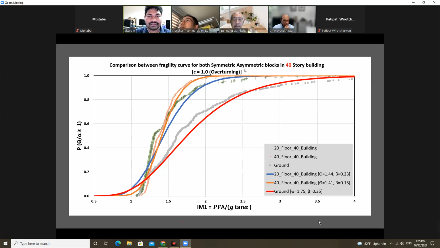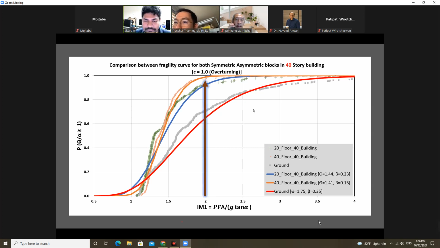Okay, sir. This one is our fragility graph for the 40-story building. When we consider the limit state overturning, here the ground acceleration is shown in the red line, and the floor acceleration is shown in blue and yellow lines. You can clearly see that the floor accelerations are more vulnerable than the ground excitation. For a particular intensity measure, the floor acceleration has a higher probability of overturning.